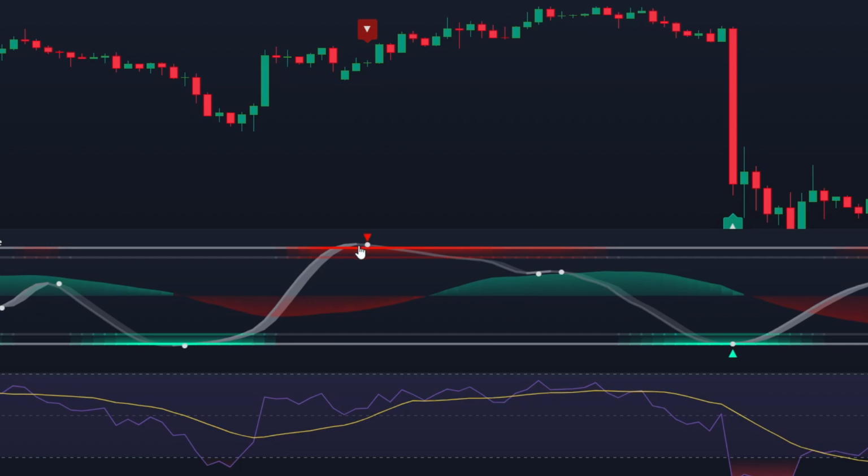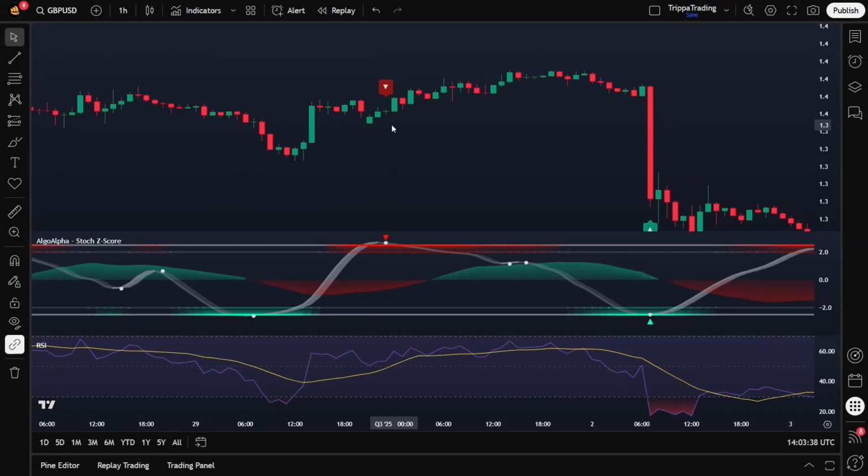For a sell setup, we want the oscillator to give a sell signal in the overbought zone. The histogram must be red, and the RSI must be below the center line. When all three match, the sell is confirmed. We enter at the next candle open.